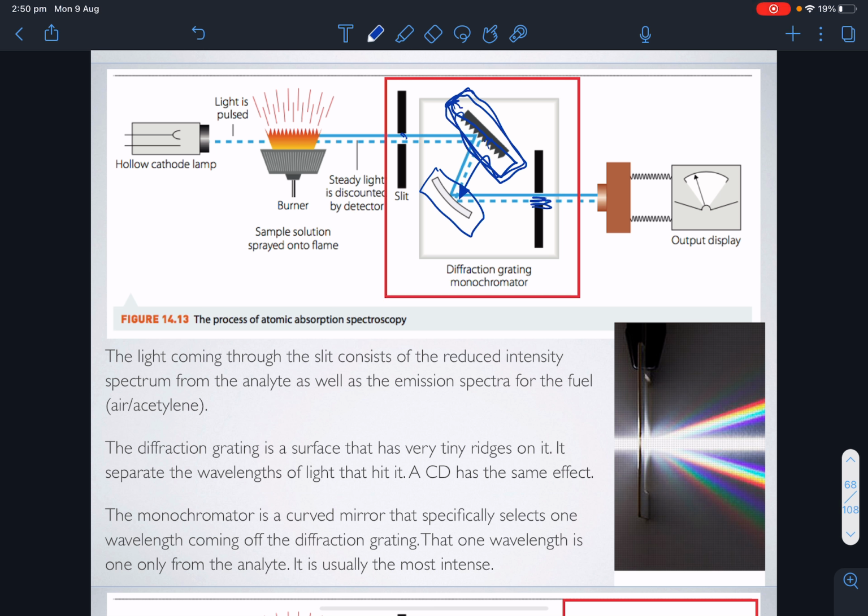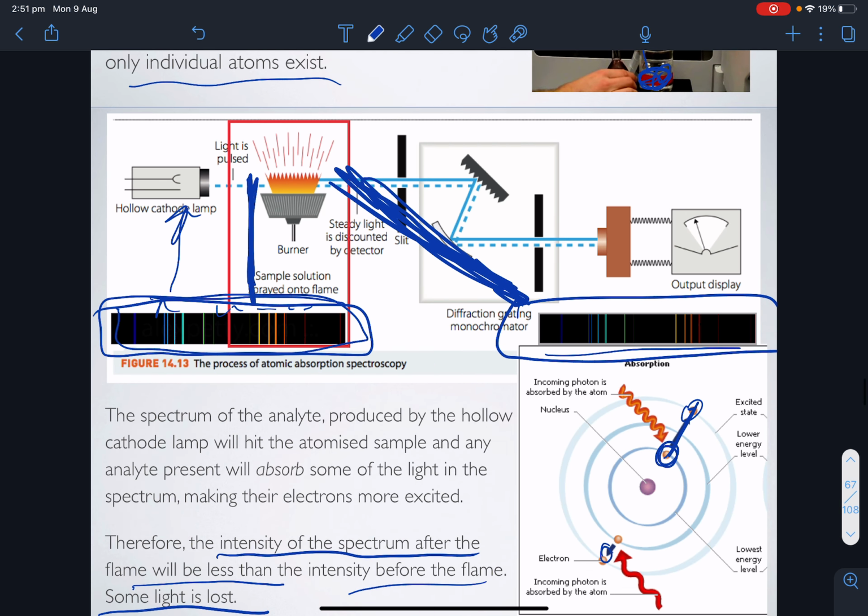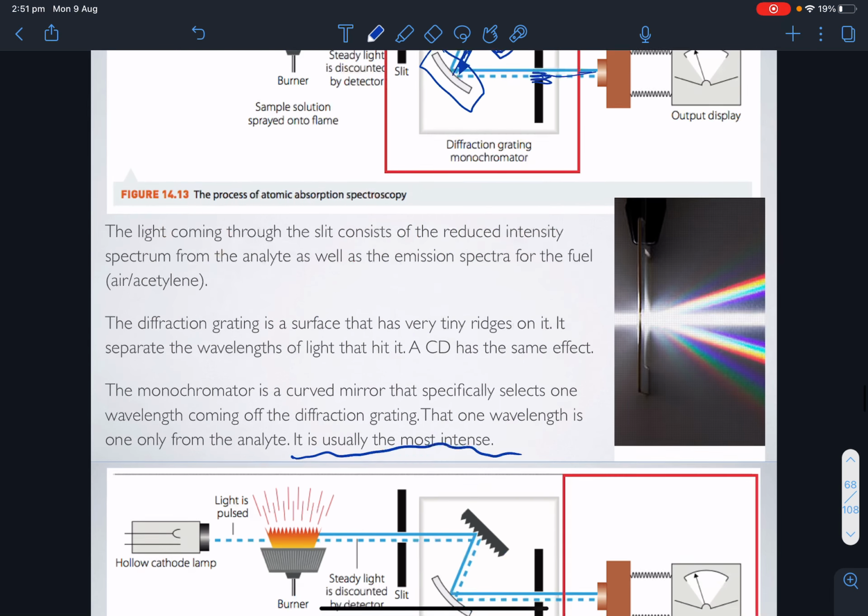This curved mirror just selects one of the wavelengths coming off this rainbow maker or this diffraction grating, and it shoots it through to the detector. One of those wavelengths. And we set that wavelength in the computer that runs this. It is usually the most intense wavelength that's given off for that. So here for this analyte, we might want to select this yellow line here or the orange line there, and we'll set it to just looking at how much that dims.